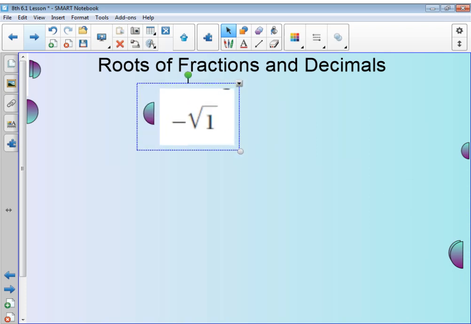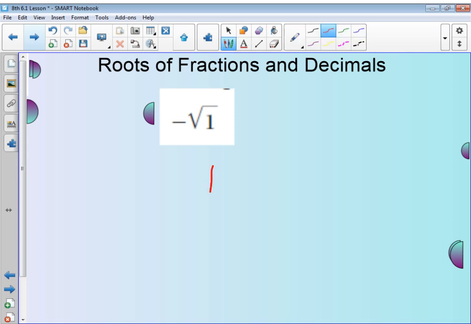Okay, I need the negative square root of 1. Remember, anytime you have 1 underneath, 1 times 1 still gives you 1. So your answer here is going to be a 1. And this time they were only asking for the negative of that. So my answer is going to be a negative 1.